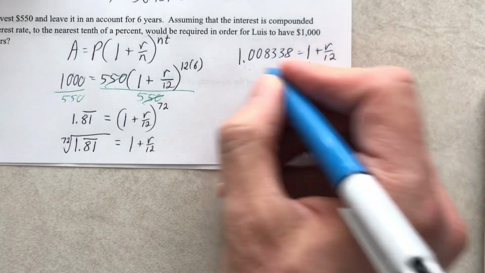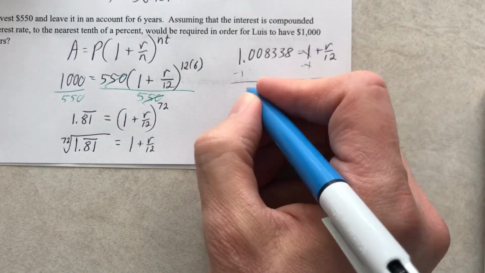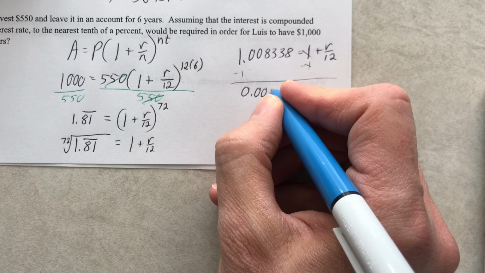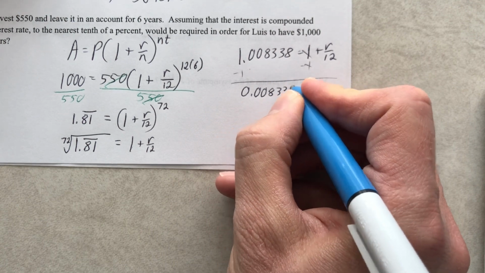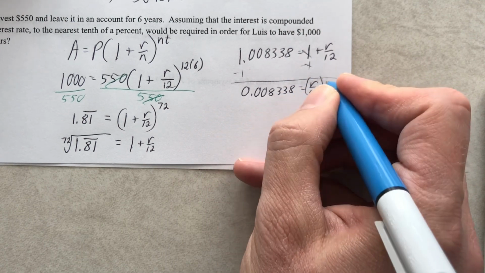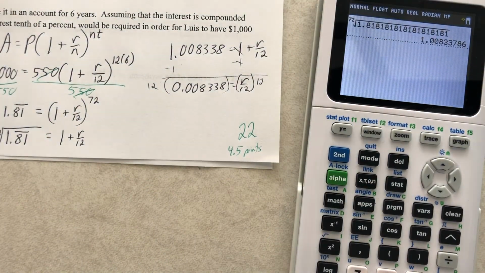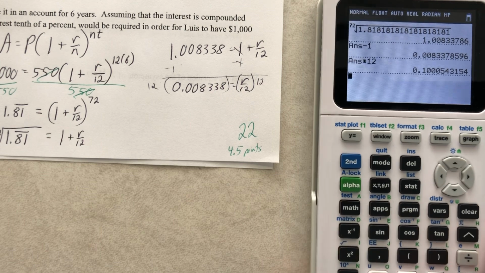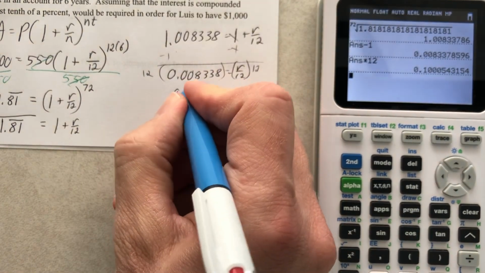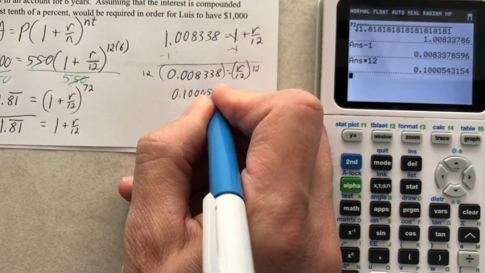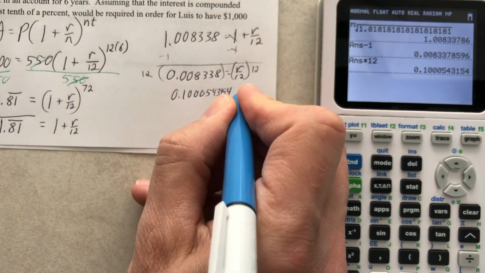We need to subtract 1, showing a little more work than may be necessary. 0.008338 equals r over 12. We're going to multiply by 12, and we're going to get, well, something. Subtract 1, multiply by 12. And I got 0.1000543154. You don't have to write all that.